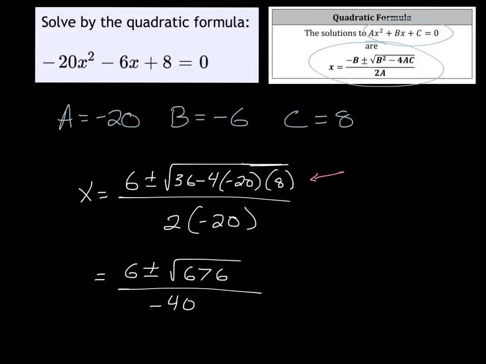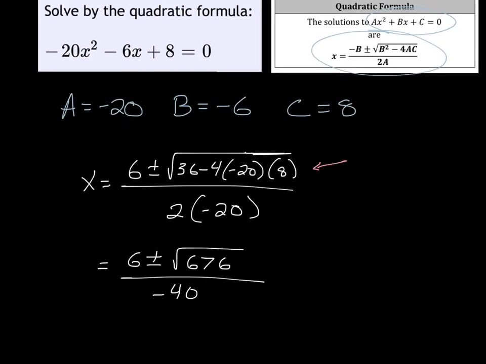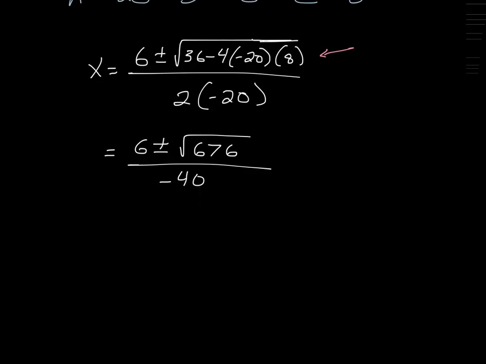Okay, now we need to simplify this radical if we can, and 676 is actually a perfect square. It ends up being 26 times 26. So to simplify this more, we get 6 plus or minus 26 over negative 40. Now because this radical simplified down to a perfect square, this means that we're going to get rational solutions. And basically we just need to compute what these solutions are.